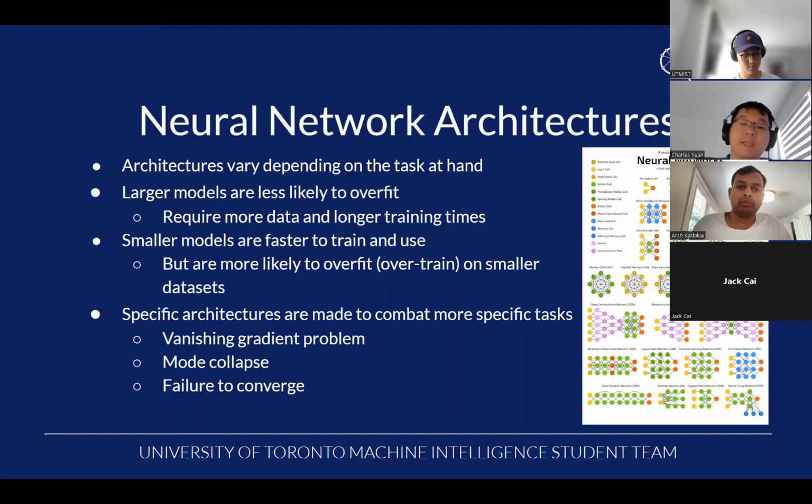There are probably tens of thousands of models proposed in papers for specific use cases, but the most famous ones are often the most versatile or the most fundamental architectures. And so we'll be talking about that right now. Next slide.